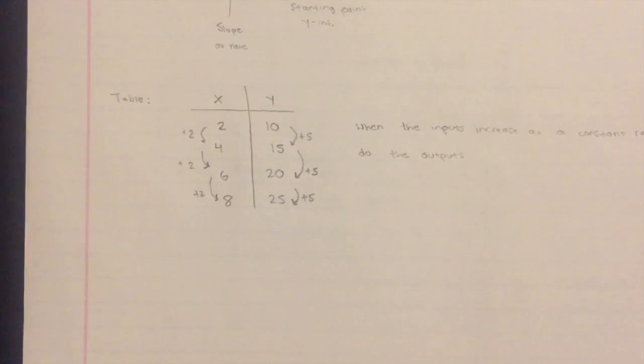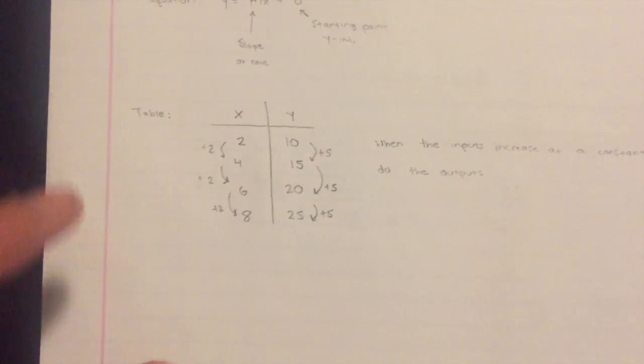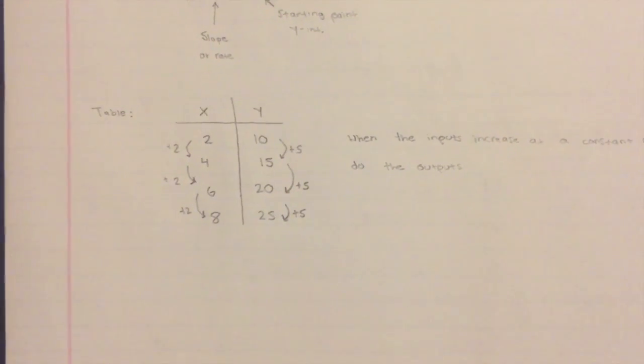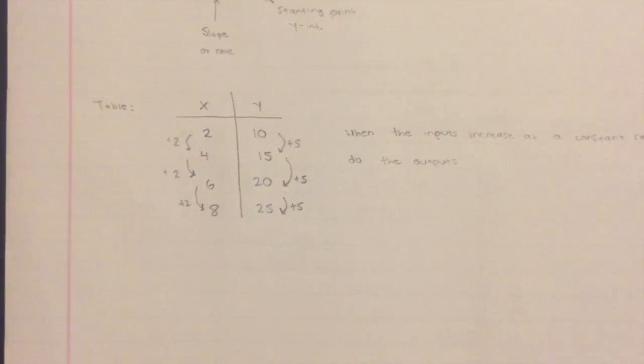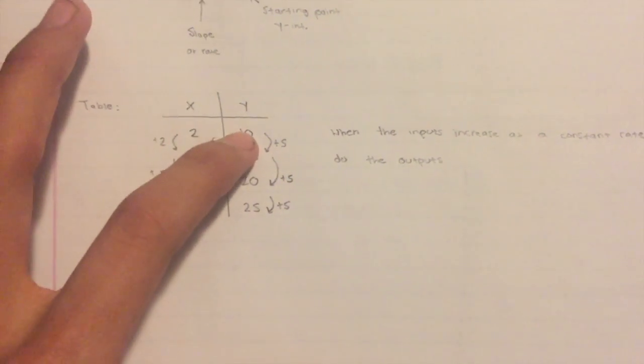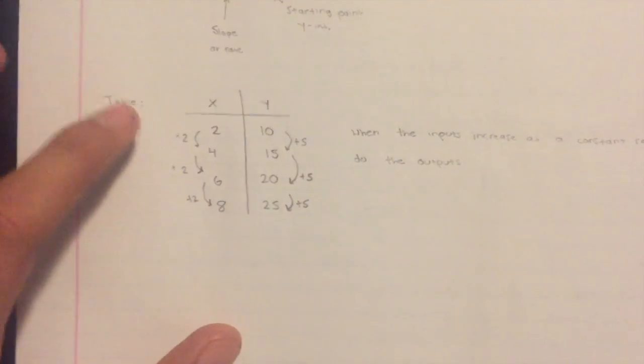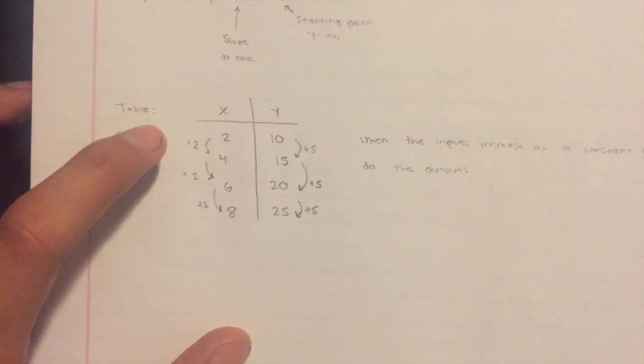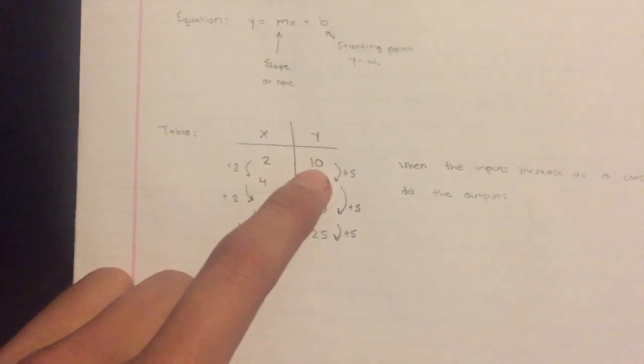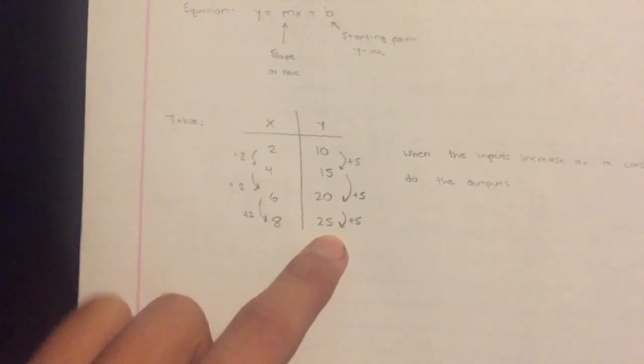So we're able to tell if a table is linear if the inputs and outputs increase at a constant rate. And this is something you will be able to find in the first difference, which is here, which is the plus 5 here. So every time the input increases by 2, the output is constantly increasing by 5, and that is a linear function.